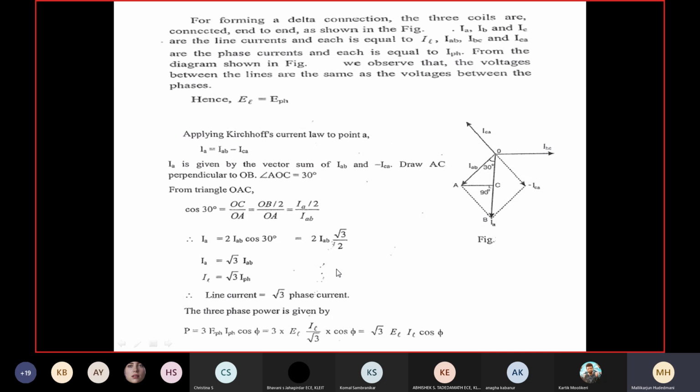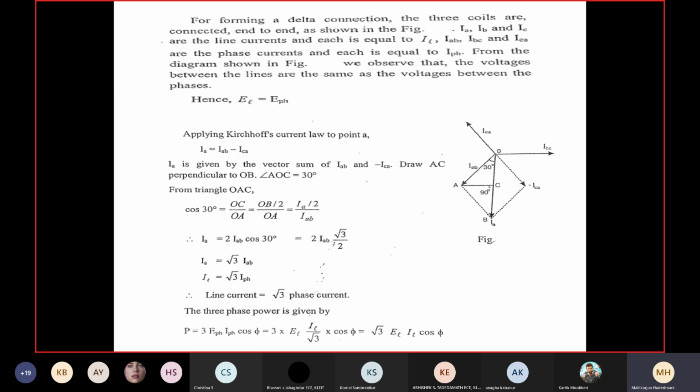So now we come to a conclusion. In case of 3-phase delta connection, voltages are the same. Phase voltage and line voltage are one and the same, but currents are not the same. Phase current and line current have a relation this way: line current is equal to root 3 times phase current, or phase current is line current divided by root 3.